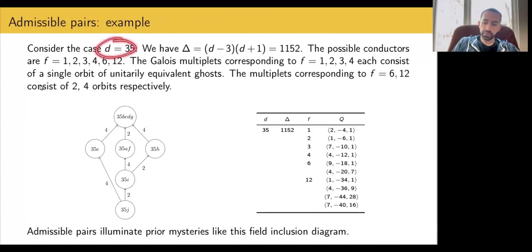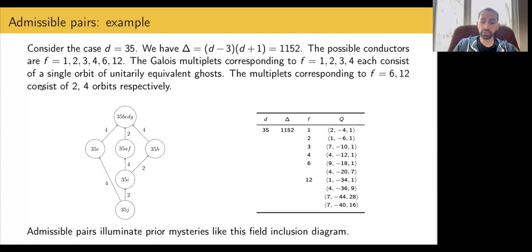So in the special case d equals 35, the magic number delta, d minus 3 times d plus 1, is 1,152. And the different possible conductors, right? So now I take this thing and I can write it as a square-free part or a fundamental discriminant times a square. And the valid squares that I can put in front are the allowed conductors, 1, 2, 3, 4, 6, and 12. And each one of these is going to give me a different set of quadratic forms that I can use to try to label ghosts.